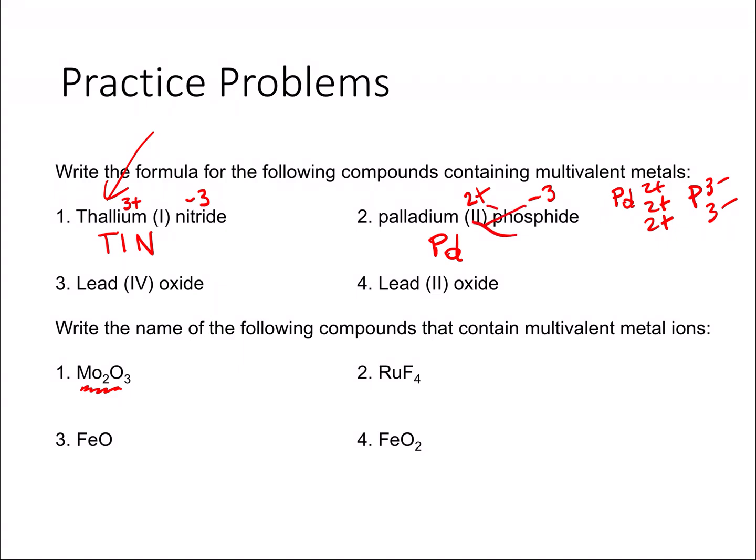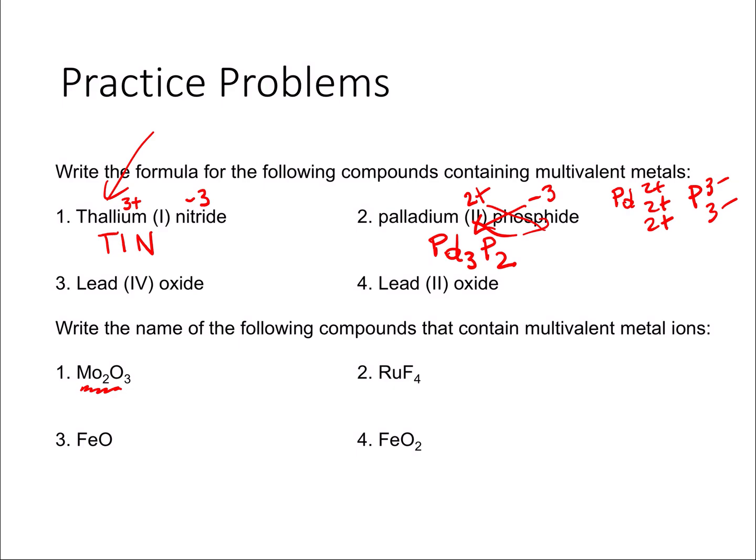And you could do that. Remember that trick where you cross like this, right? Where you do Pd3 and then P2. That trick, all it really is is the lowest common multiple trick. You just take the charge and you write it as the subscript, and you just cross them over for the elements. It's kind of cool.